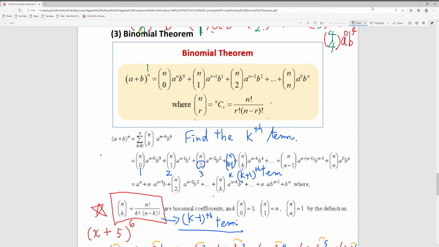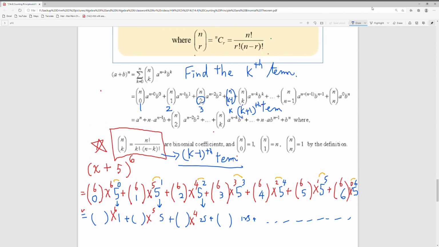Now, let me give an example. How about if I ask you to find the fourth term? Number 1, number 2, number 3, number 4. The fourth term is 6 choose 3 s cubed. So the fourth term is 6 choose 3 times 125 times s cubed. If they only ask you for this term, then you only need to calculate this number. You don't need to worry about other terms.